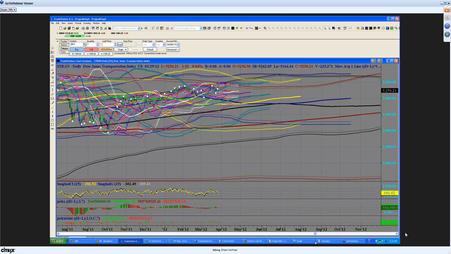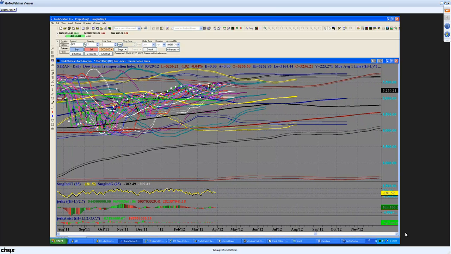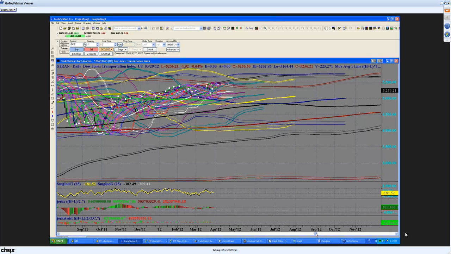So here's the transportation index. Yes, there's a lot of lines on the screen, but let me make some sense out of this. Basically, we're in a rather dangerous area, you can see over here. Just recapping, the Dow Transport, as I said, looks very different. It's a very different structure than the S&P, and the reason is because it's got a risk window that basically is a black cloud over the overall markets all year.